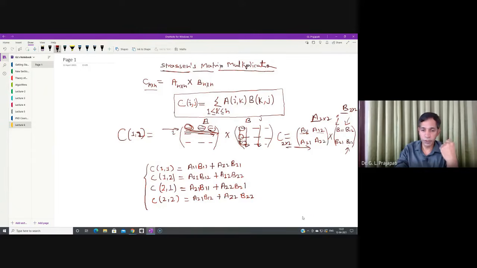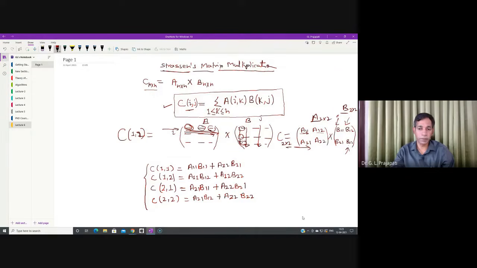Now the question is, what is the time you need for multiplying two matrices of size n by n using the brute force method? Since your dimension is n by n, k will go from 1 to n. So you have to consider n products here. So n multiplications you need. The number of multiplications you need for obtaining only one entry in an n by n matrix is n.